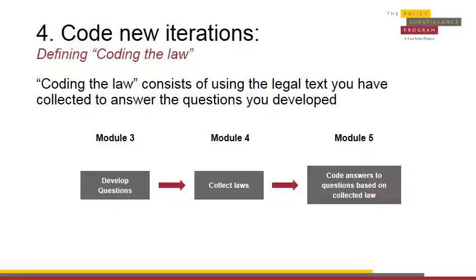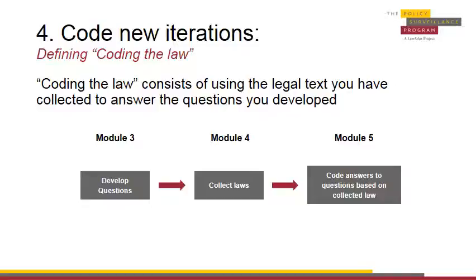Now that you have created the legal text, you are ready for the fourth step in tracking and updating laws, coding the law. Coding the law is when question development and collecting the law come together. Coding the law seeks to use laws that are collected for each jurisdiction to answer the questions that were developed in Module 3. Coding the law can be performed using one of several legal mapping tools.